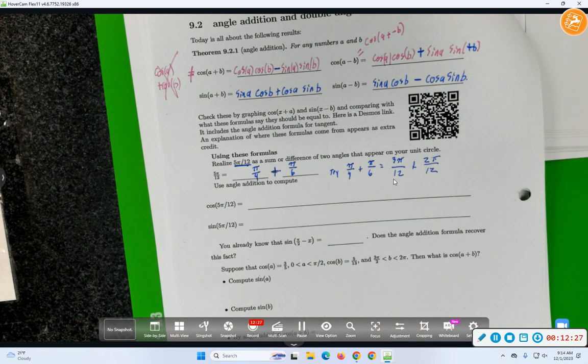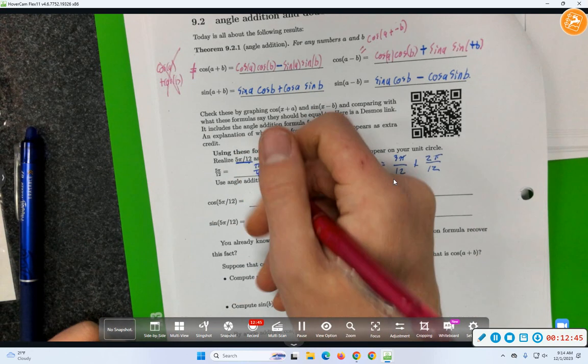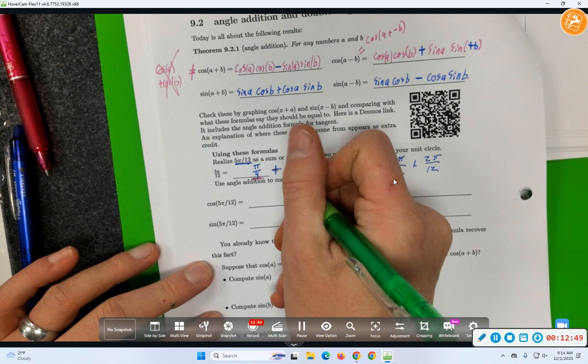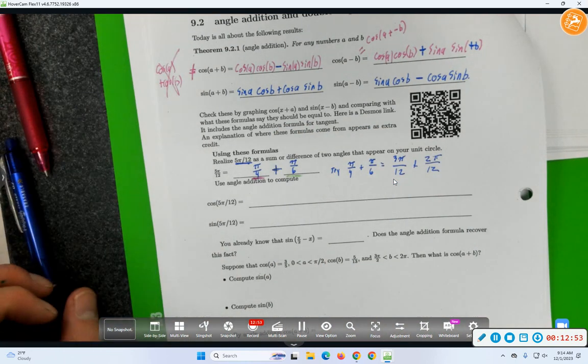So that means I can compute trig functions at 5 pi over 12 using that fact. I think I'll do cosine, and then I'll leave it to you to do sine. Maybe I'll even add some helpful color coding. Pink. This will be green. I've got a better green.